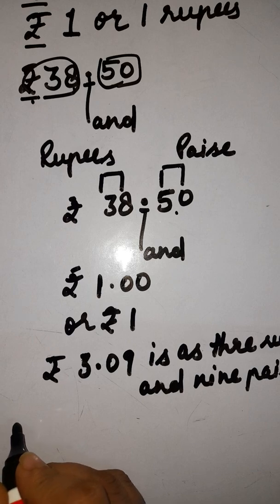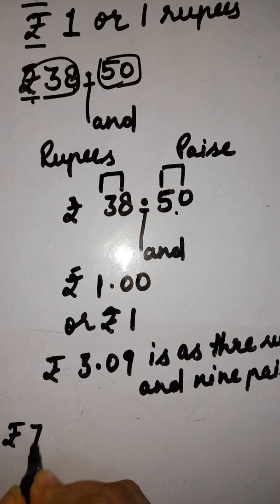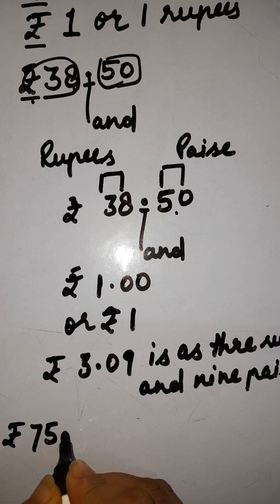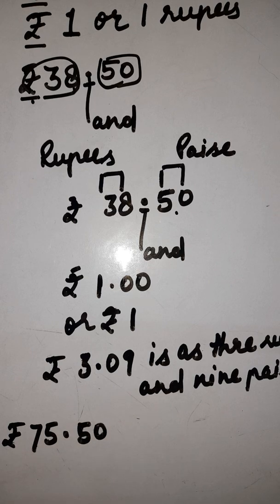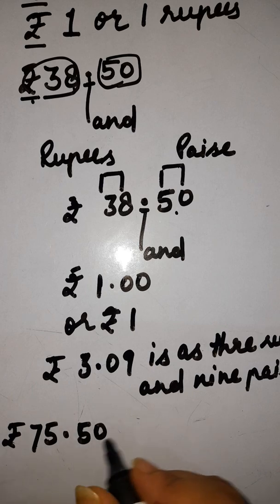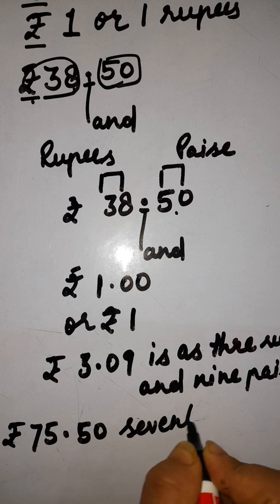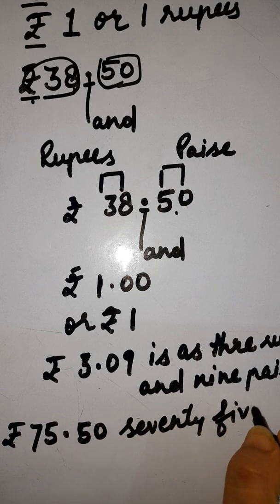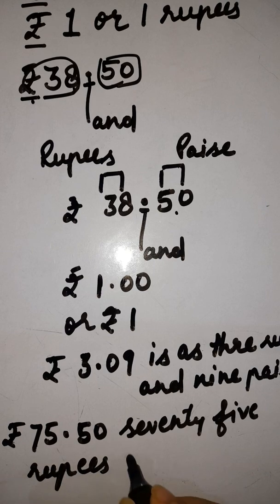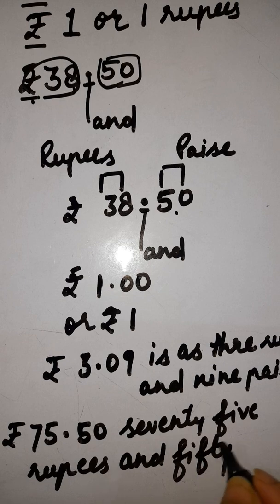If we have rupees 75.50, rupees 75 and 50 paise, so we'll write it as 75 rupees and 50 paise. Understood everyone?